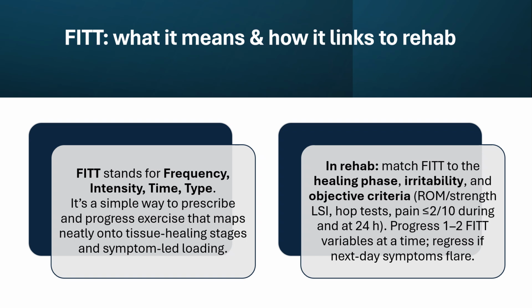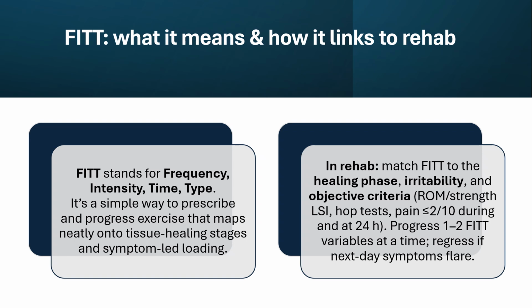So let's start by looking at frequency. How often should you be doing these exercises, sessions, or exposures in rehabilitation? For example, isometrics, we do those daily early on in rehabilitation. If we're looking at heavy strength, we might do that 2 to 3 times a week with 48 to 72 hours between heavy tendon sessions.